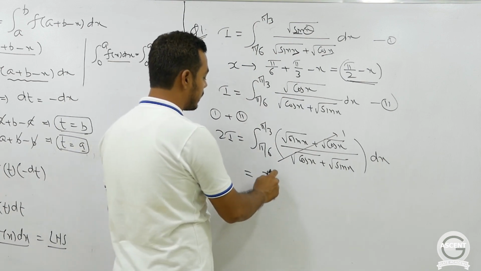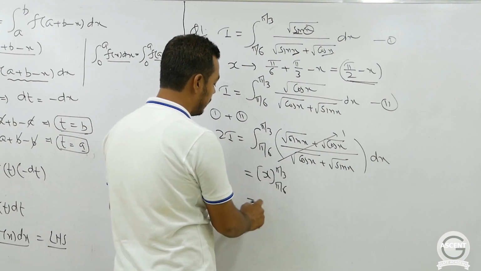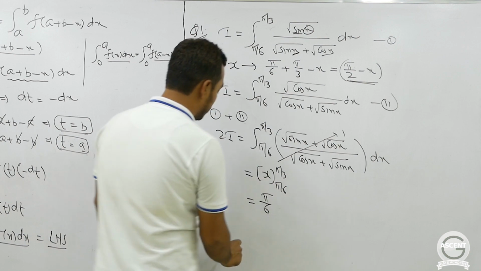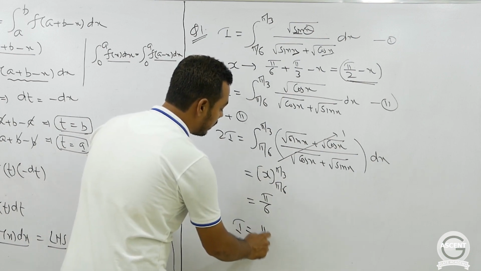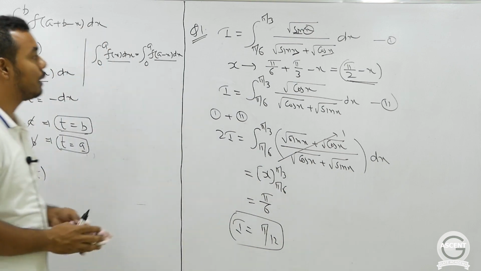Integration of dx is x, limit is from pi by 6 to pi by 3. The difference of these two will be pi by 6, which means integral I will be pi by 12. So this will be the answer for our given problem.